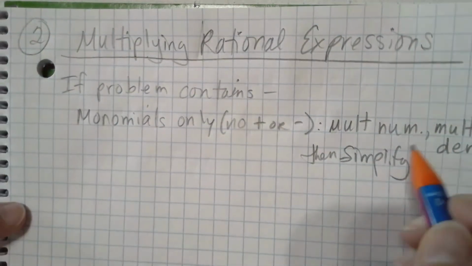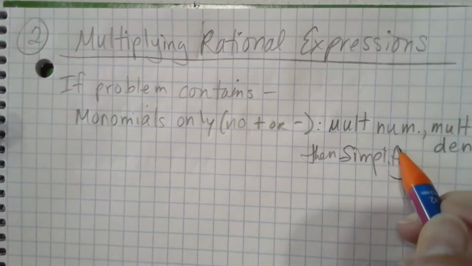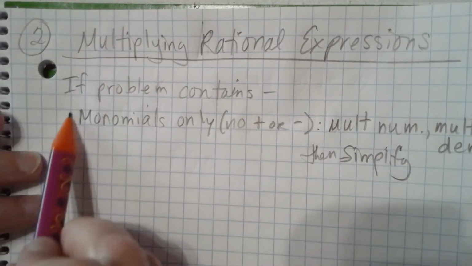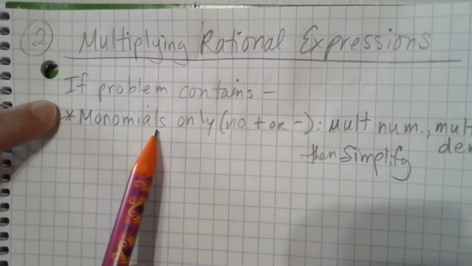we can simplify that. I'm actually going to show you one little shortcut for simplifying our coefficients, the numbers that are out in front. We actually have kind of a shortcut for that. So that's the first step if you just have monomials.